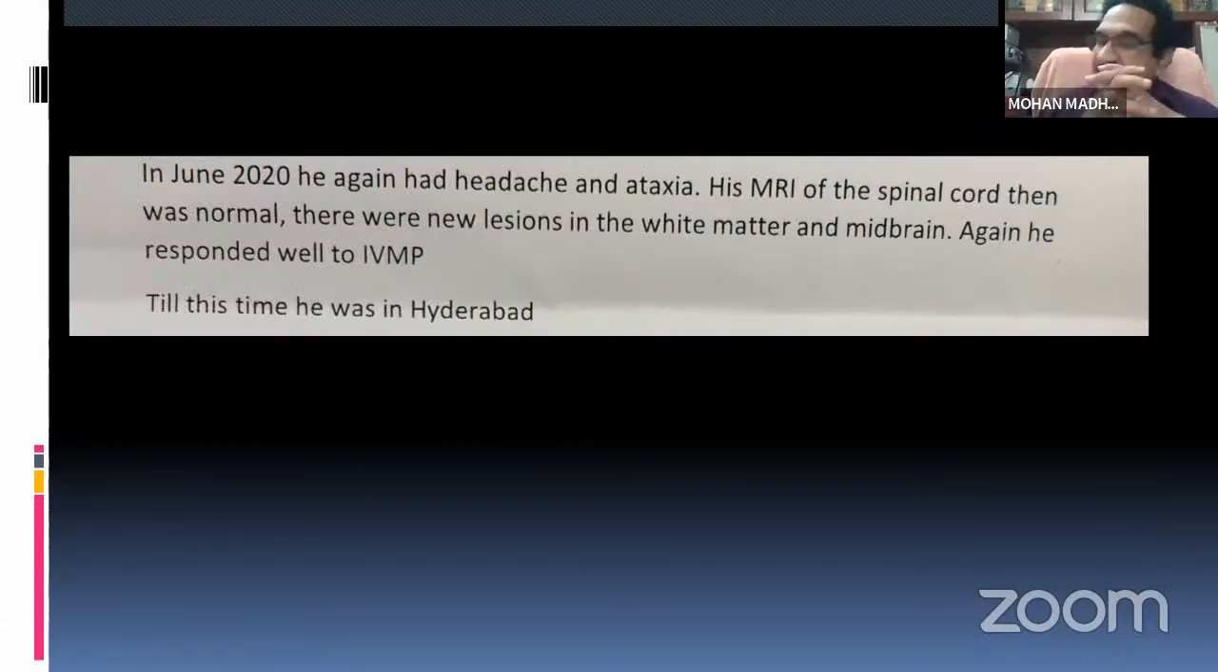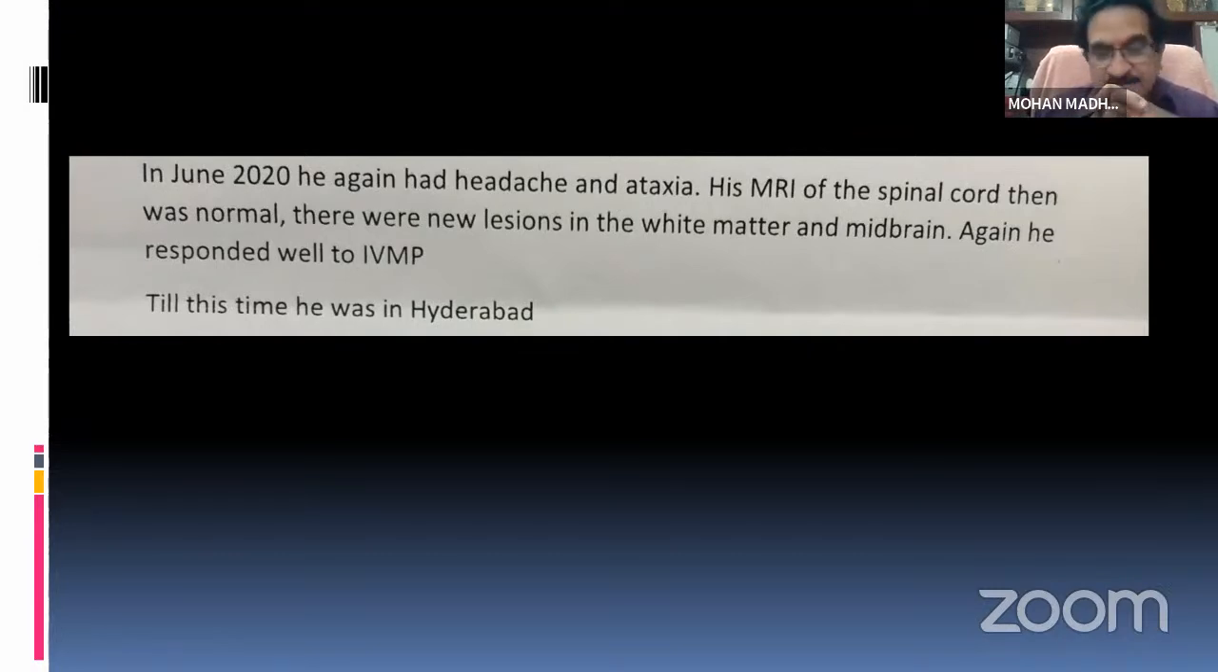So this is the story at that time. Even though we suspected more, that was negative. Endomorph was also negative. Other immune markers for vasculitis were also negative. So the story continues. In June 2020, he again developed headache and ataxia while on a small dose of steroid. His MRI spinal cord then was normal. There were no lesions in the white matter or the midbrain. And he was put again on IVMP and he responded.